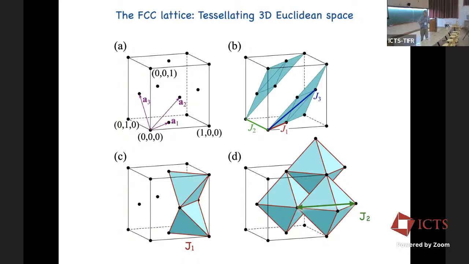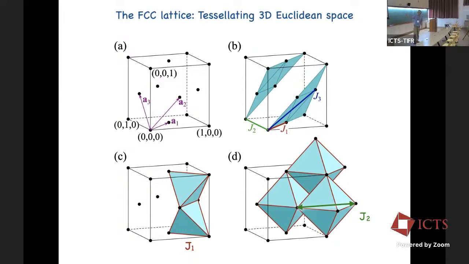The FCC lattice, usually we see as a cube decorated with the face centers. But from this picture, it is very difficult to see what is the real structure of the FCC lattice. Instead, I show you these two figures where the FCC lattice can be thought of as edge-sharing tetrahedra. This is very similar to the pyrochlore lattice, where we have corner sharing. Here we have edge sharing. Or, if you wish, we can think about the FCC lattice also as edge-sharing octahedra.